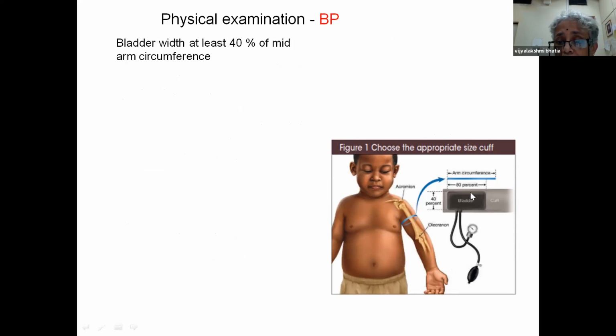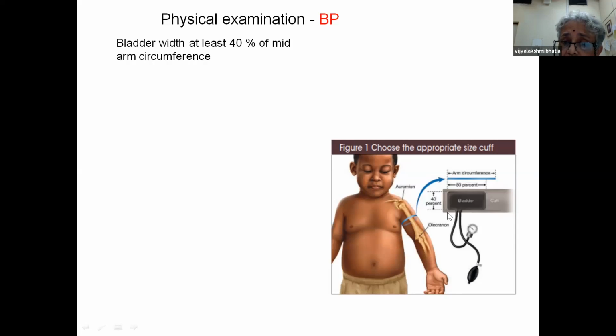We must use a cuff of the appropriate size for the child. If we use too small a cuff, we will get a false hypertension reading. If we use too large a cuff, we will get a normal reading, whereas the child actually had hypertension. So let us examine this.